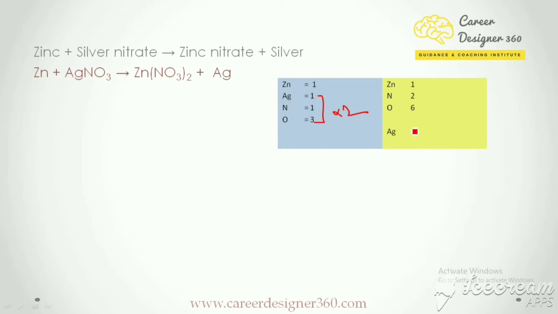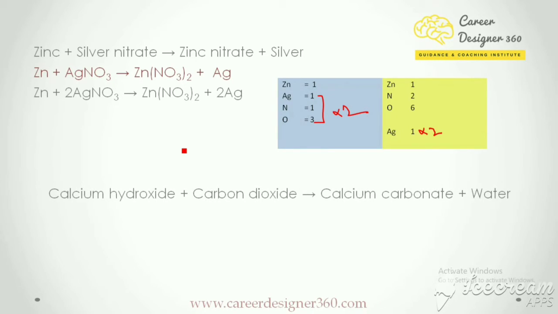Again, we make the table. We write all the reactant part in the blue section, all the product part in the yellow section, and then we multiply AgNO3 with 2 and silver Ag in the product side with 2 to balance the equation.